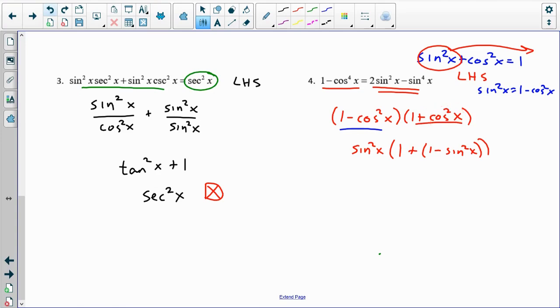And now all I have to do is do some distributing. So sine squared x, 1 plus 1 is 2. And now I distribute and I get 2 sine squared x minus sine to the 4th x. And I'm done.